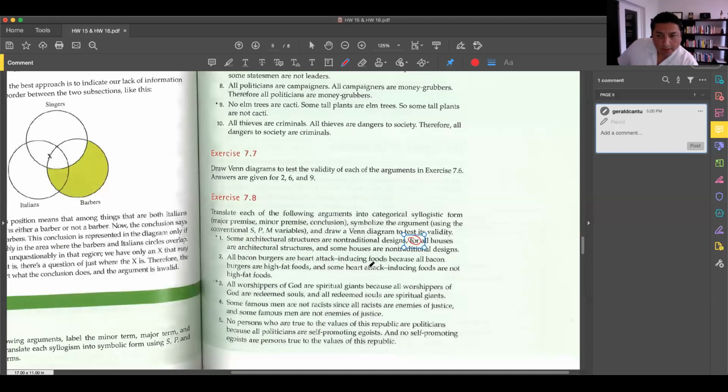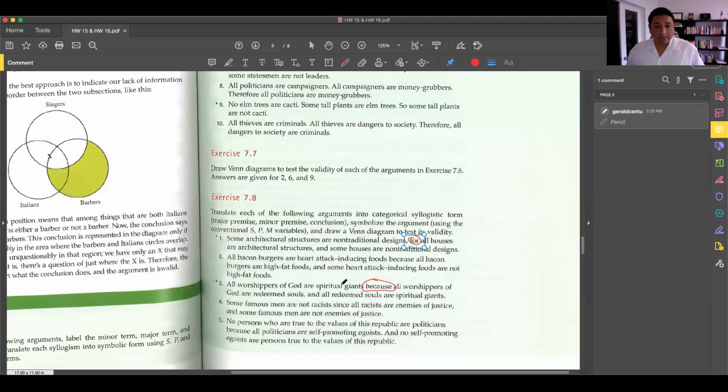Okay, now we're going to try number 3 here, and we're going to take this argument and put it in categorical syllogistic form. You notice that this "because" is telling you that it's a premise indicator, so the things that follow are going to be the premises. And then the conclusion is going to be all worshipers of God are spiritual giants. So when you put it in the categorical syllogistic form, it's going to look like this.